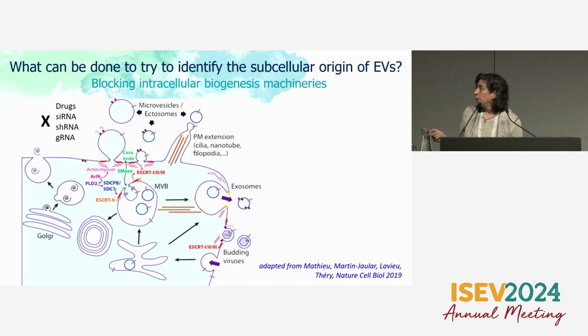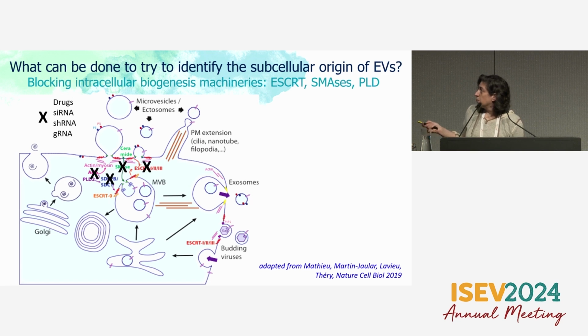Using, for instance, drugs to block all these molecules of these pathways that had been proposed to be involved specifically in exosome secretion. So the ESCRT or the neutral sphingomyelinase that generates ceramide, or the syntenin or the phospholipase A2. So drugs or guide RNAs have been used to block all of these machineries, and this was resulting in decreased release of EVs that were interpreted as exosomes.